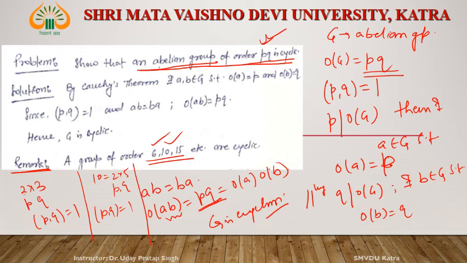Similarly, an abelian group of order 15. 15 can be written as 3 into 5. This is P, this is Q. GCD of P and Q is 1. Then an abelian group of order 15 is cyclic. Okay. Now, this is the complete proof of the Cauchy theorem, and this is the example related to the Cauchy theorem. And next class we will prove the fundamental theorem of homomorphism, the second fundamental theorem, and related examples to the fundamental theorem.